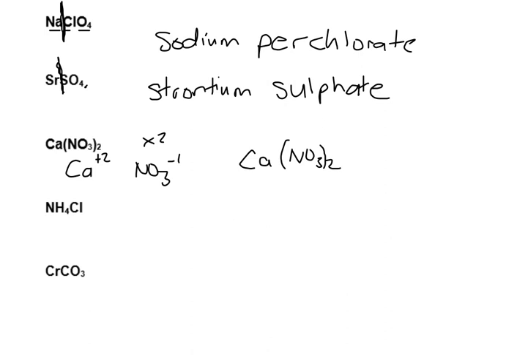Anyways, let's name this thing then. Ca is calcium, and NO3 was nitrate. There we go, we're done.